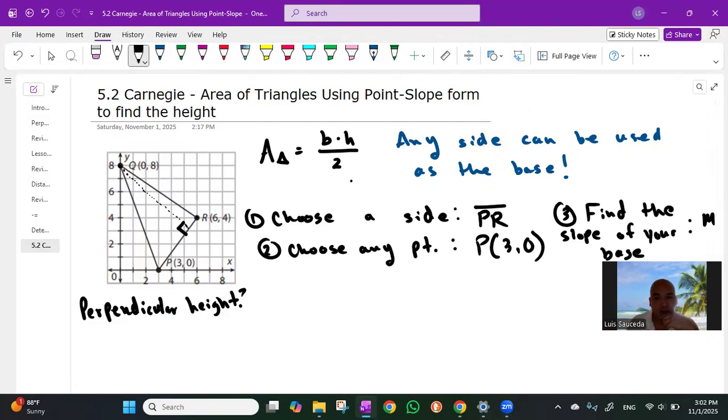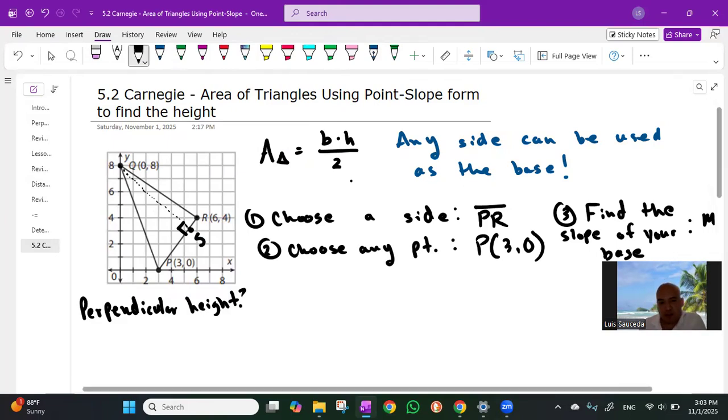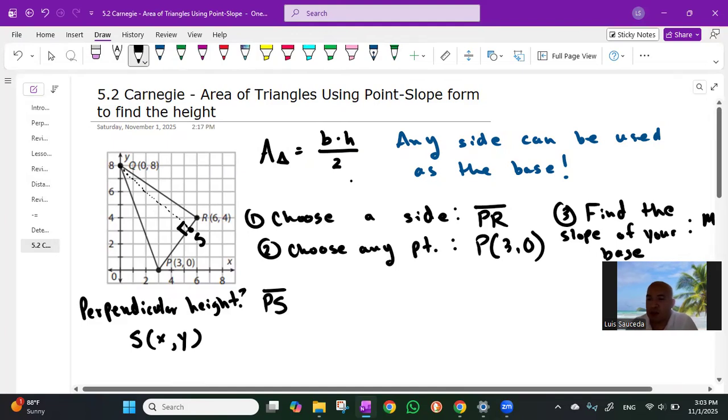We don't know exactly how much the height is going to be because we need to find what this point right here is. We can call this point anything from A to Z, with the exception of the three letters that we're already using. So let's say from Q to S. The perpendicular height is going to be segment QS. We need to find point S, which is an ordered pair (x, y). We need to figure out where it's located because in order to figure out the height, we need that point.